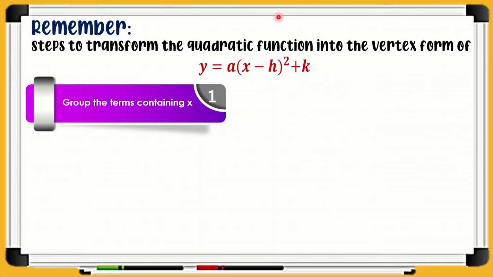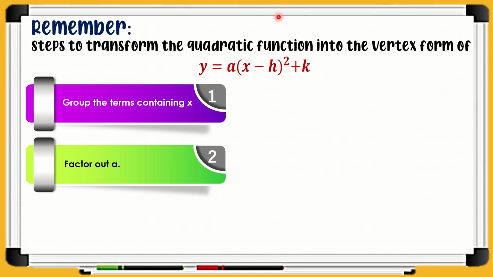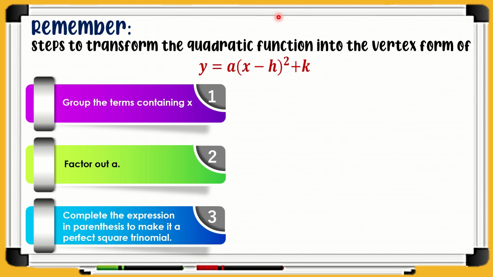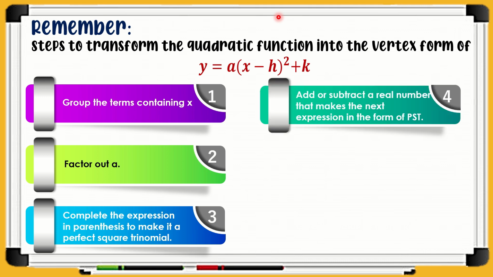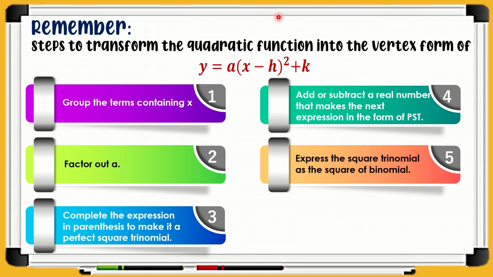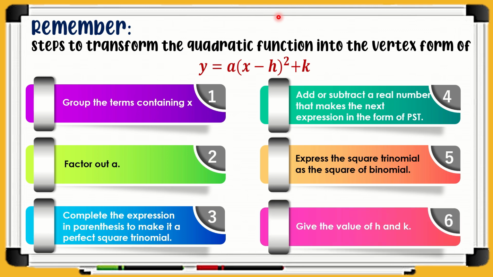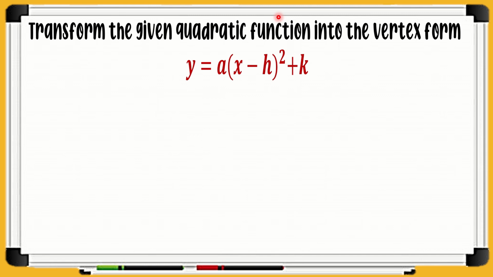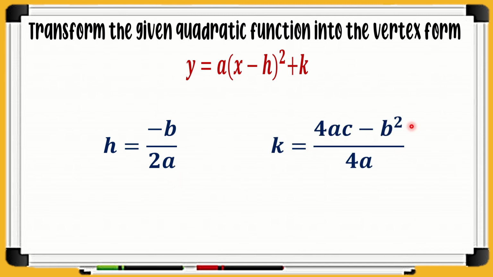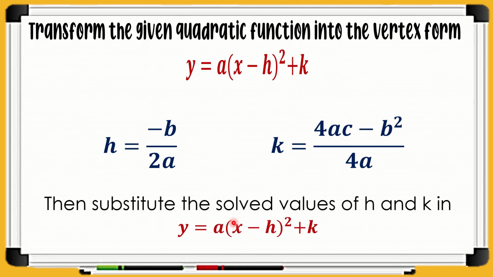Just remember the following. Group the terms containing x, factor out a, complete the expression in parentheses to make it a perfect square trinomial. Add or subtract a real number that makes the expression in the form of a perfect square trinomial. Express the perfect square trinomial as the square of a binomial, and give the values of h and k. Or, just simply use the formula of h and k, which is h equal to negative b all over 2a, and k equal to 4ac minus b squared all over 4a. After getting the values of h and k, substitute the solved values in y equal to a times (x minus h) squared plus k.